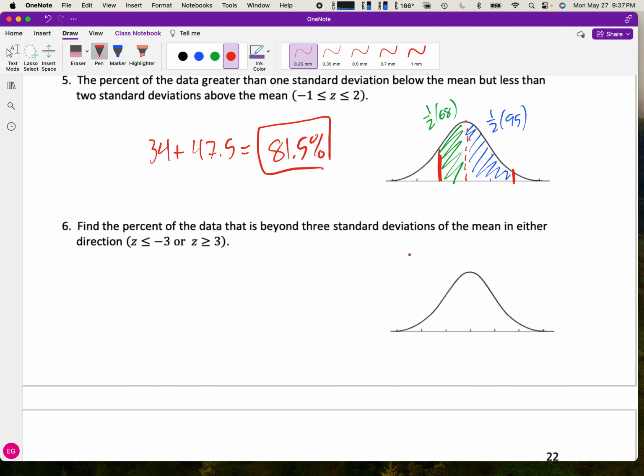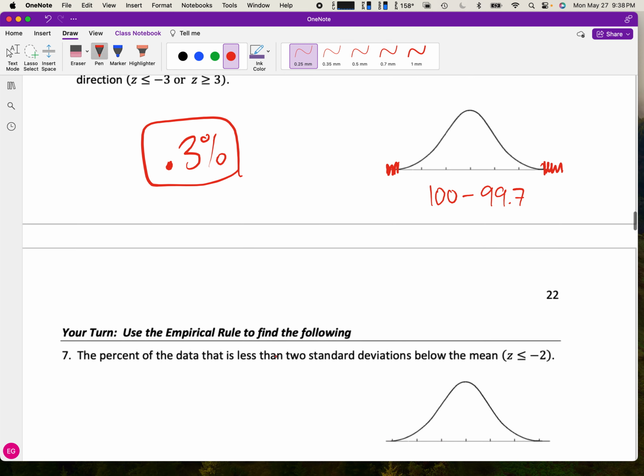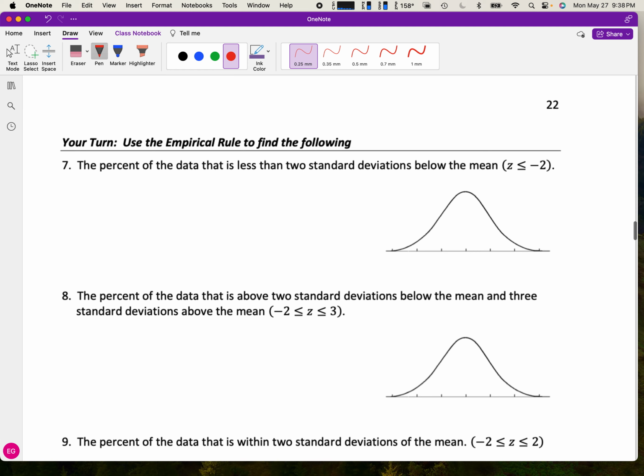All right, this one, we have that we're less than -3, this little sliver over here, or we're bigger than 3. So personally, what I would do is say, hey, 100% minus the 99.7 for the within 3. That's going to give us the 0.3% on either side. If you want to go up and add, you would add 0.15 and 0.15. Alrighty, your turn. So you should pause the video at this point, and you should try to answer these 3 questions on your own.